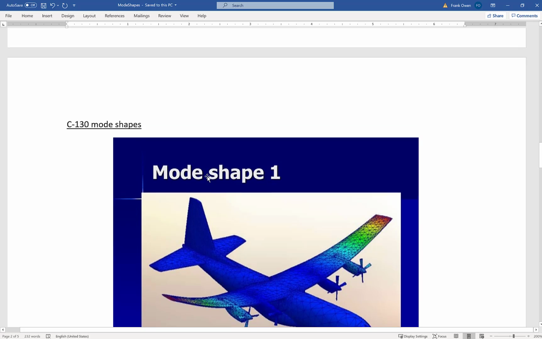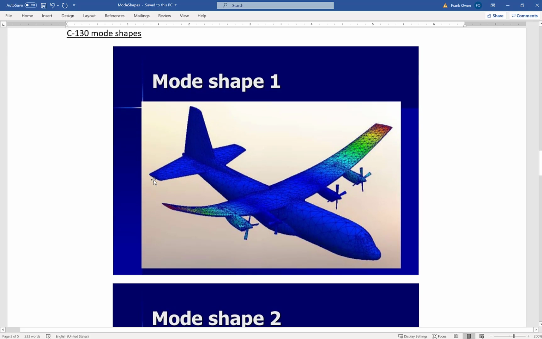Okay, this is a C-130 airplane, which is an American transport aircraft, but also cargo aircraft. Very famous. Has 4 propellers, but its first mode of vibration is the wings flapping, basically. The wings, it's actually like the cantilever beam, if you recall.